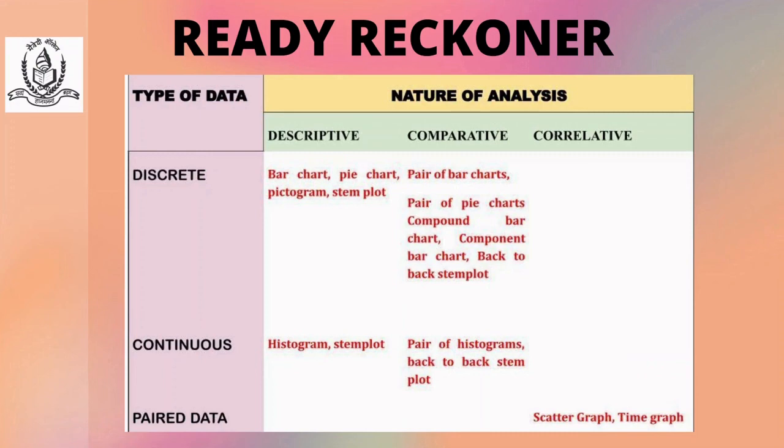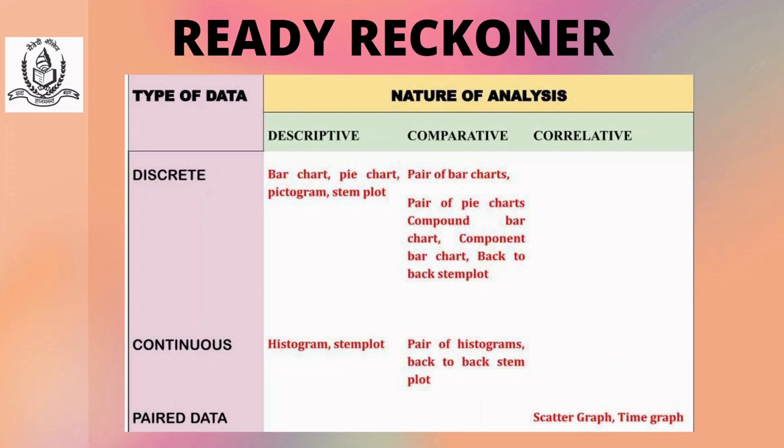To sum up our analysis, as well as the way that we have looked at visual representation of data, we can see that the type of data and the nature of analysis dictate what type of graph, plot or diagram we wish to use. For discrete data, descriptive information comes from bar charts, pie charts, pictograms, and stem plots. A comparative analysis for discrete data can be seen by a pair of bar charts, a pair of pie charts, compound bar charts, component bar charts, and back-to-back stem plots.